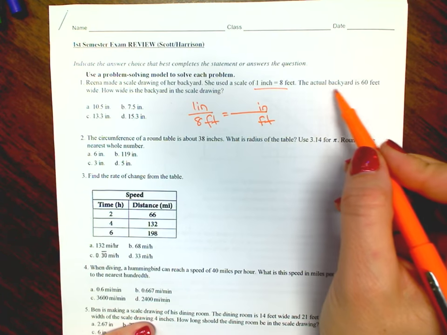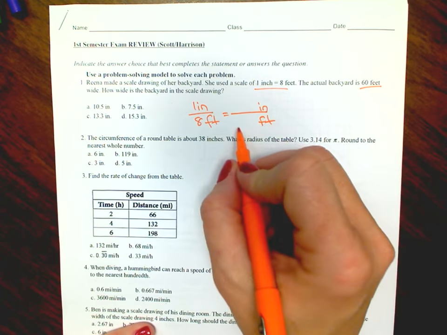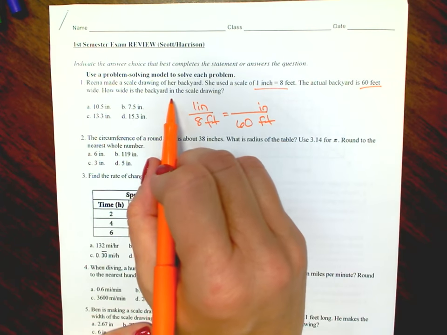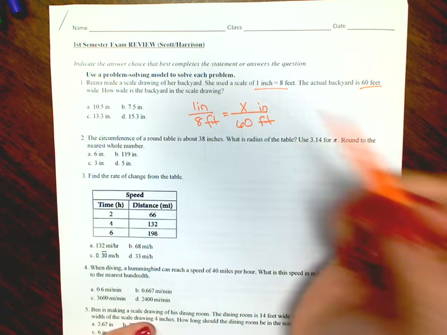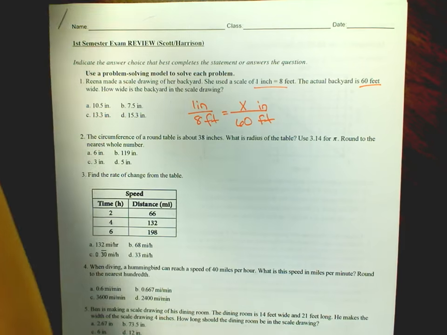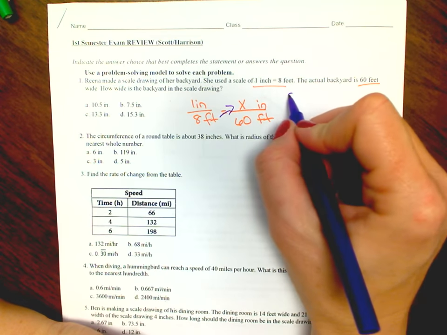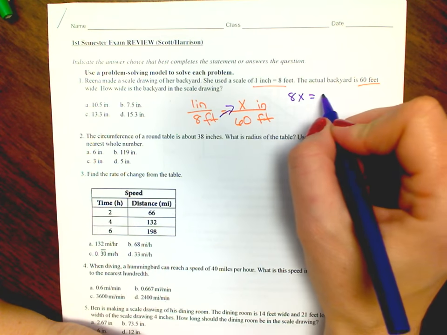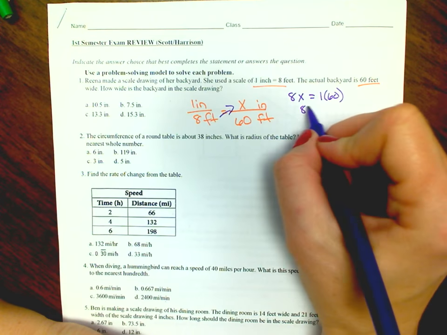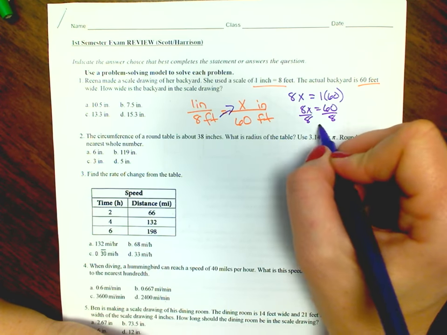The actual backyard is 60 feet. So I find my feet and I'm going to put 60 in there. How wide is the backyard on the scale drawing? Well, we know that's going to be in inches. Okay, from here, we're solving for x by cross product. 8x equals 1 times 60. Well, we know that becomes 60. So you need to divide by 8, and you will have your answer.